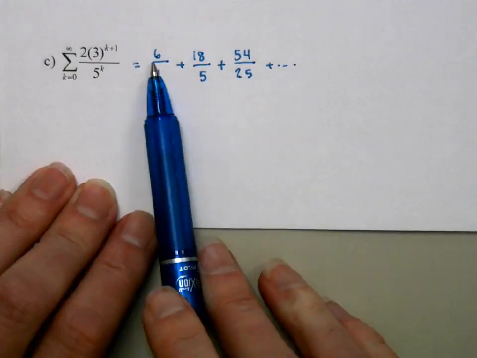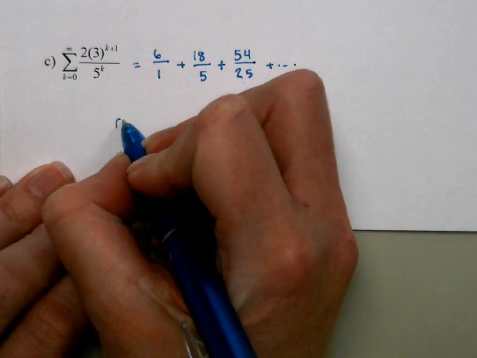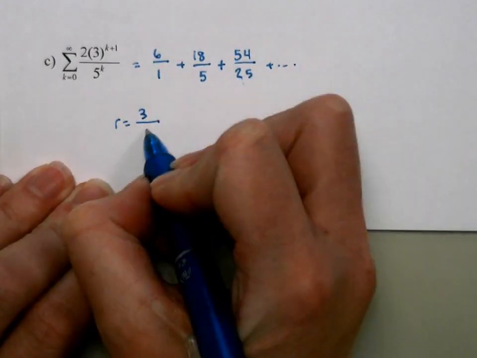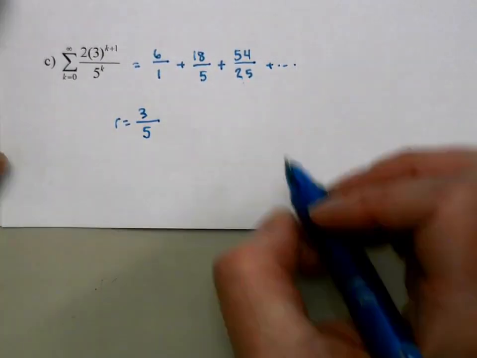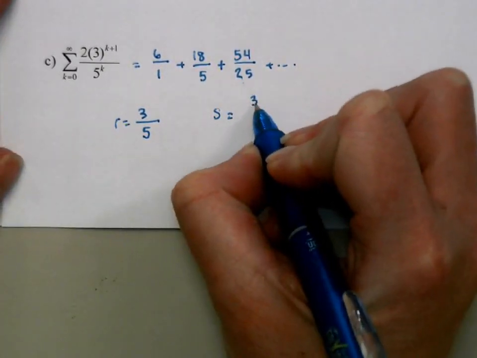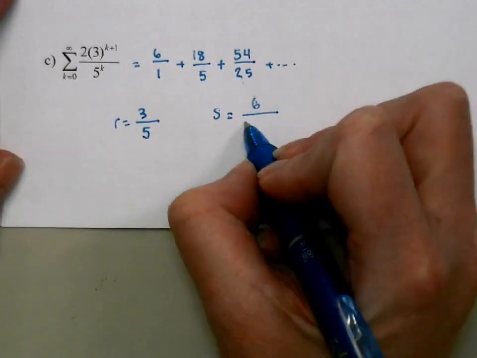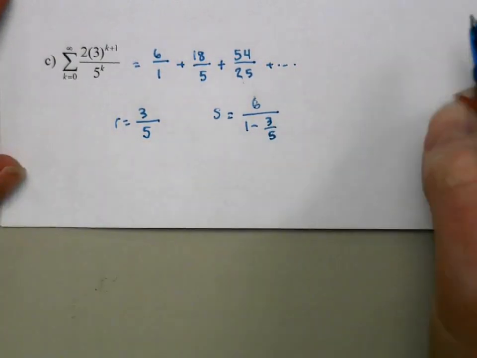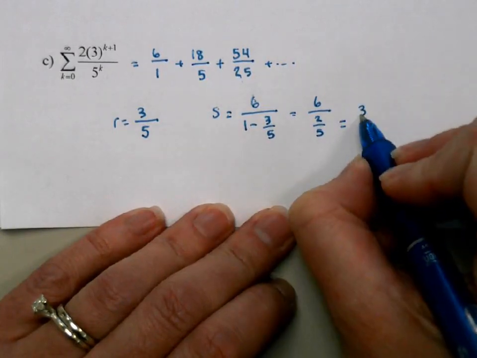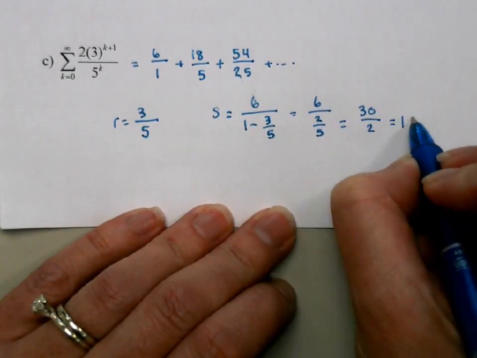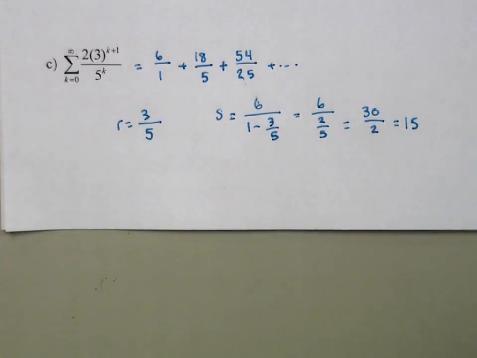So looking across the top, to get from 6 to 18 to 54, we're multiplying by 3. On the bottom, we're multiplying by 5. So my r is 3/5, which means we can find a sum. My a1 is 6, and then we'll get through this computation. Especially when it's written in a funny manner, it's helpful to write out those terms.